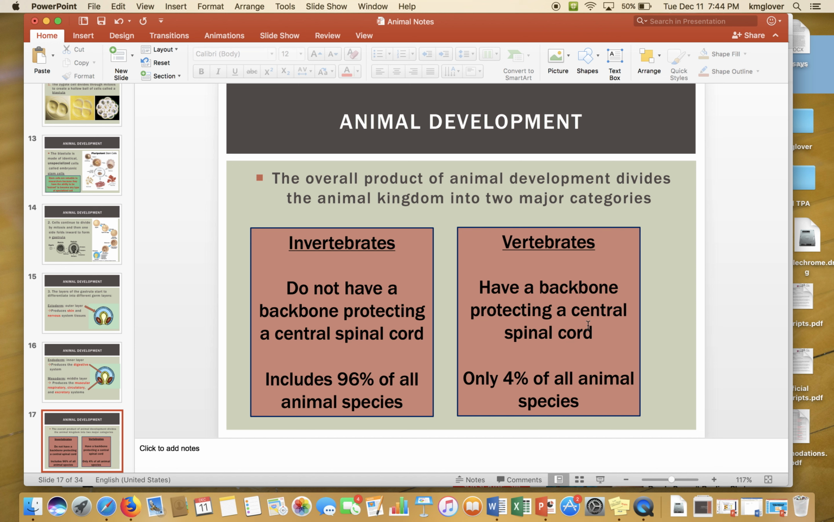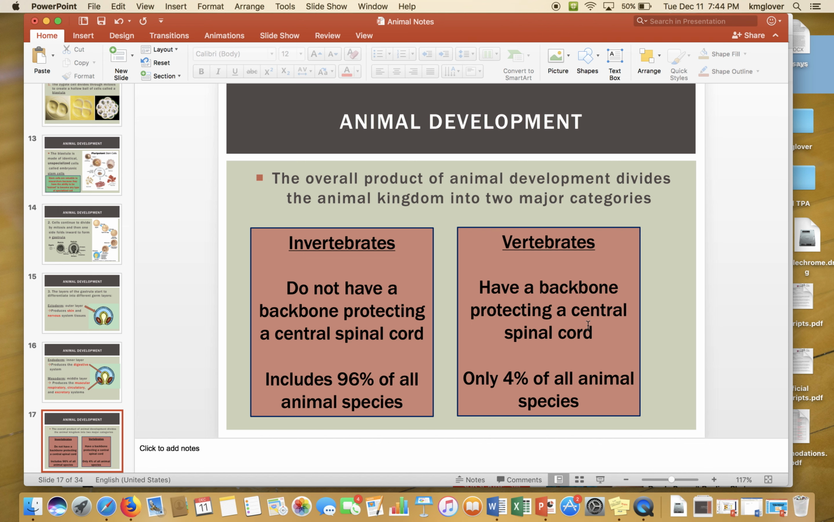All right, so we're going to talk about these, and I really don't want you to worry about them too much. I just like them because of the pictures and seeing kind of our evolution. So we're going to talk about the invertebrates first, which is 96% of all animal species, and then we're going to talk about the vertebrates, and that's us.